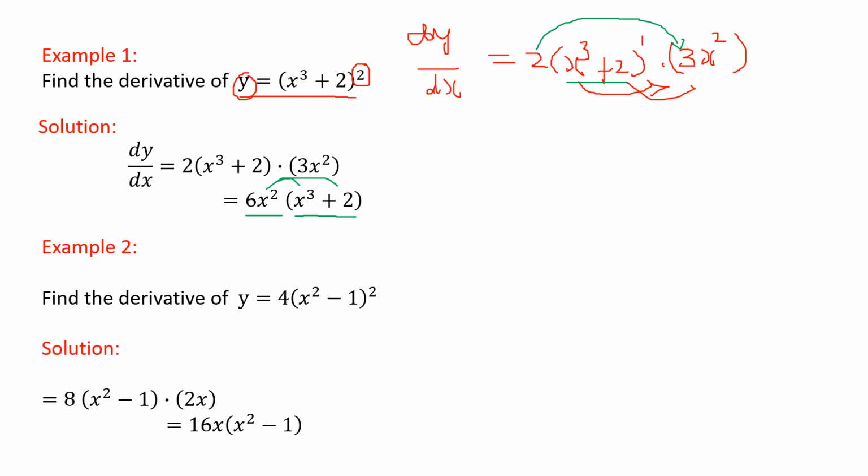Question number 2, find the derivative of y equal to 4 times (x^2 minus 1) the whole square. So as usual, this 2 will come front. So 4 multiplied by 2 will give you 8. Then keeping the inside function as it is, (x^2 minus 1), multiplied by the derivative of the inside function. So we have x^2, and the derivative of x^2 will give you 2x. Now if I multiply this number and this number, that will give you 16x(x^2 minus 1). As I told you before, if you want, you can multiply or you can leave it as it is.